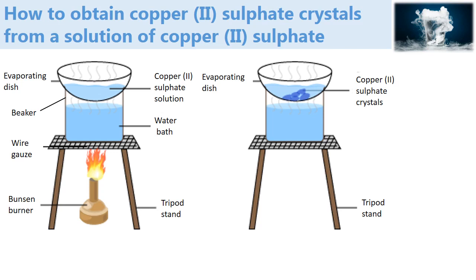You begin heating copper 2 sulfate solution in an evaporating dish until it starts to form crystals. Now, how would you know that it has started to form crystals? You would take a glass rod and dip it in the evaporating dish and remove it and leave it in the air and see if any crystals have started forming.